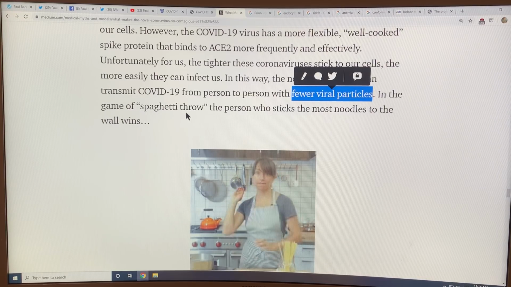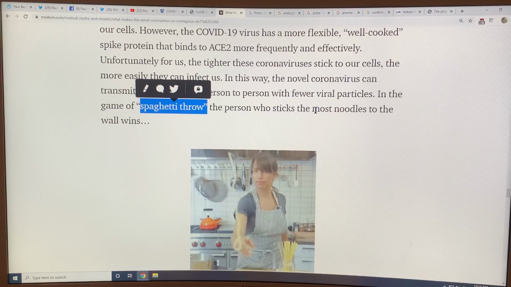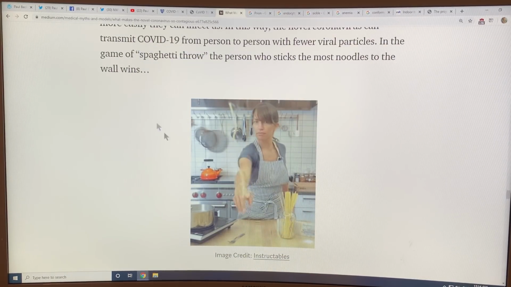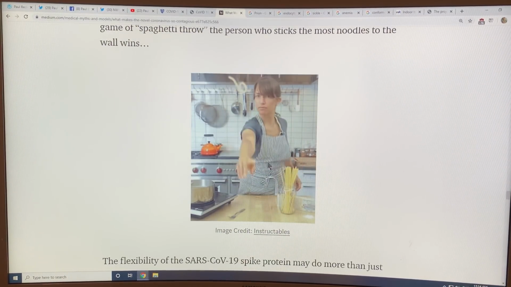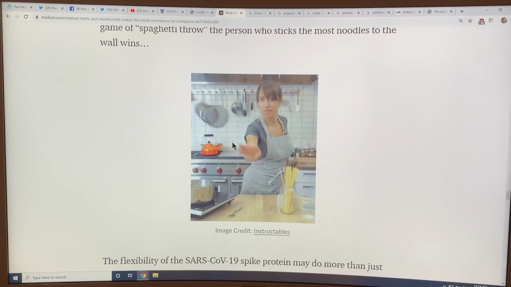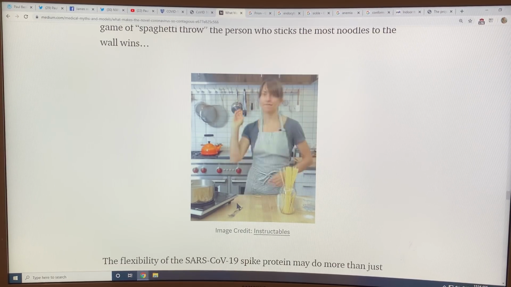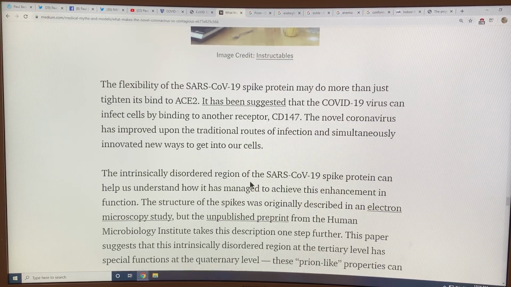In the game of spaghetti throw, if you ever played that, I did, the person who sticks the most noodles to the wall or window wins. So here she goes. She's throwing spaghetti. If it's wet, it'll stick. Of course, uncooked, rigid, it'll just bounce off.